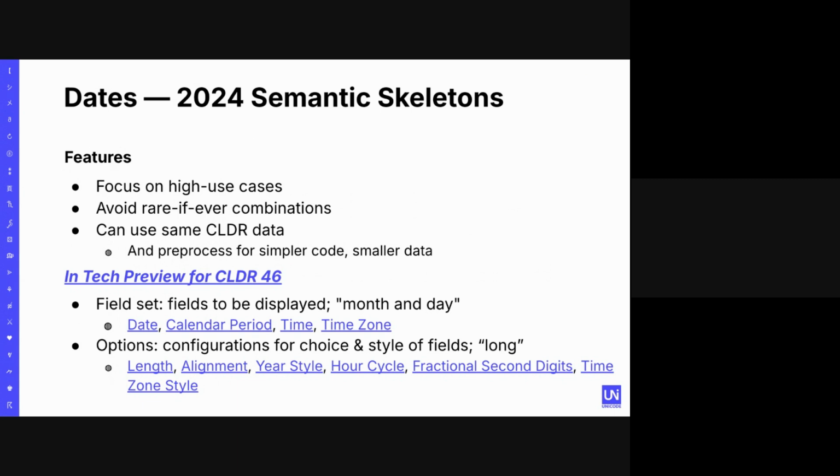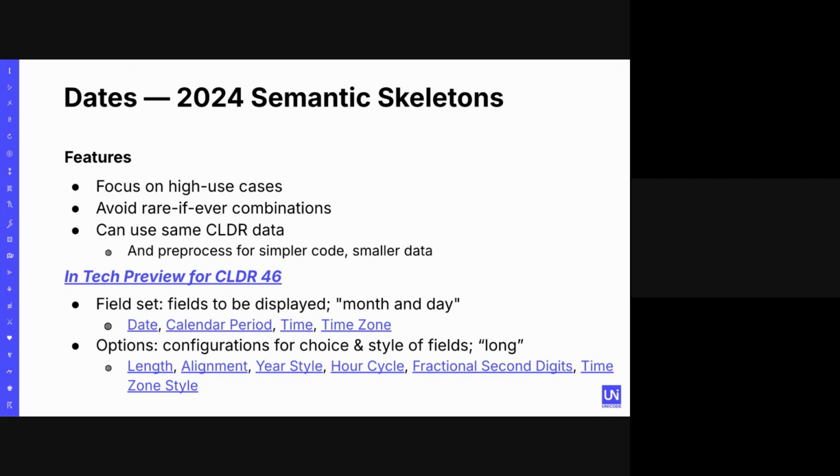And the basic idea is that we have a set of field sets, which are the fields to be displayed, like month and day. And these field sets form the date, the calendar period, the time, and the time zone, and they're all orthogonal. So there's no overlap between each of these.